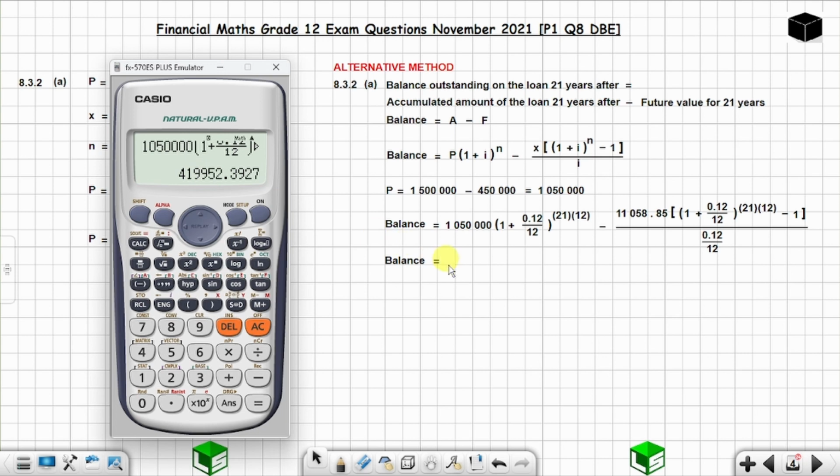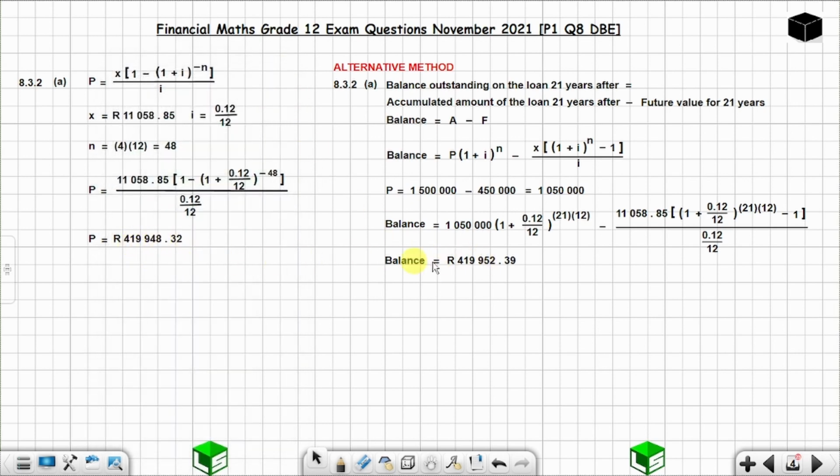Okay, you have this 419,952 rand 39 cents. You can see the answers are very close. There is a difference of 4 rand. You can see the difference is 4 rand.